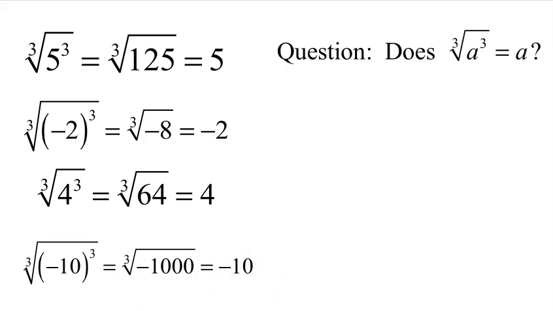So the question we ask this time, does the cube root of something cubed equal the something? Cube root of 5 cubed equals 5? Yes. Cube root of negative 2 cubed equals negative 2? Yes. Cube root of 4 cubed equals 4? Yes. Cube root of negative 10 cubed equals negative 10? Yes. So that indeed is a yes. That was not the case for the square roots. We said the square root of a squared was not a. The square root of a squared was the absolute value of a.